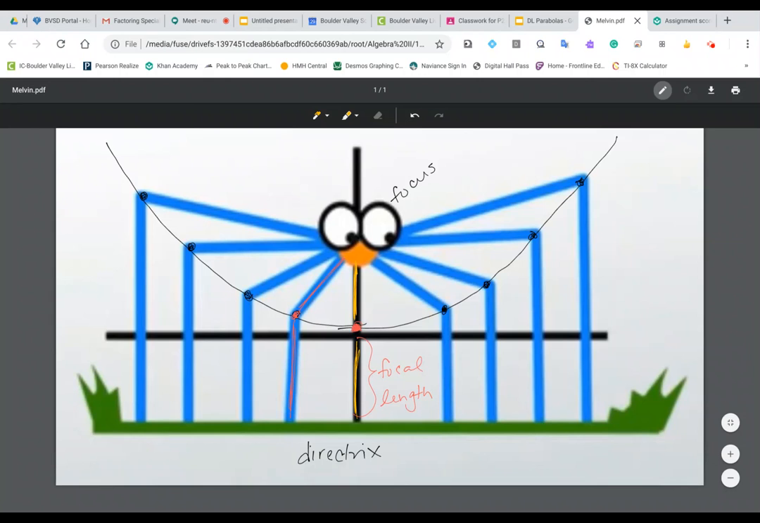And that distance between the focus and directrix is called a focal length. And because that is the same as the focal length here, we can also call this a focal length, and we abbreviate that using the variable c for focal length.